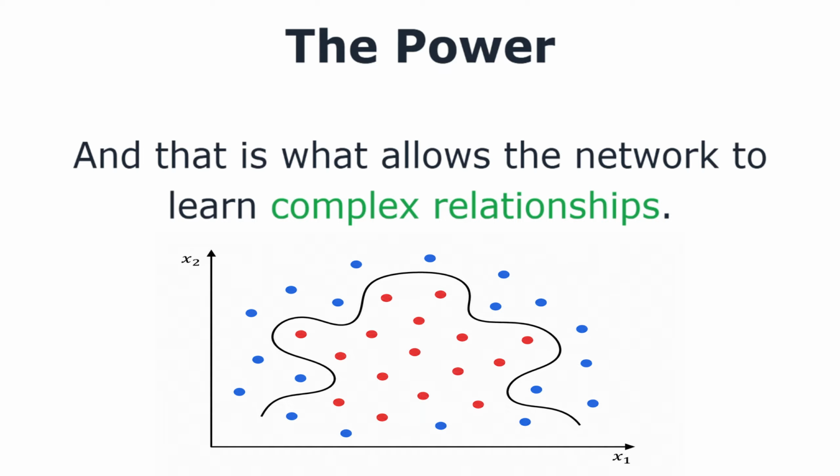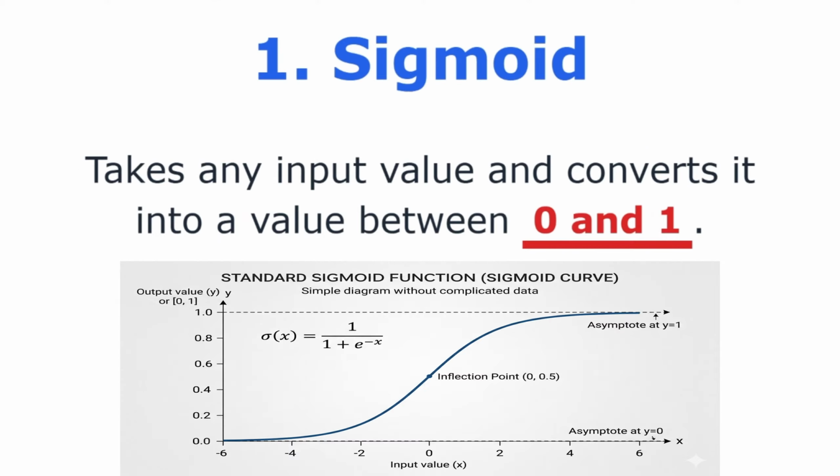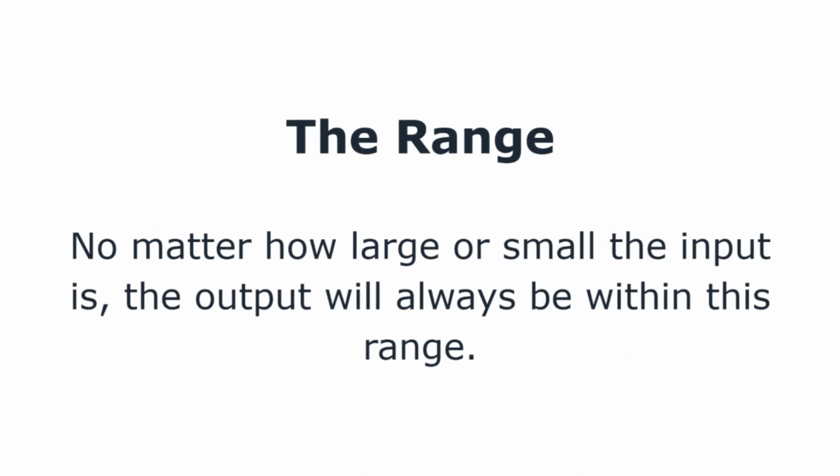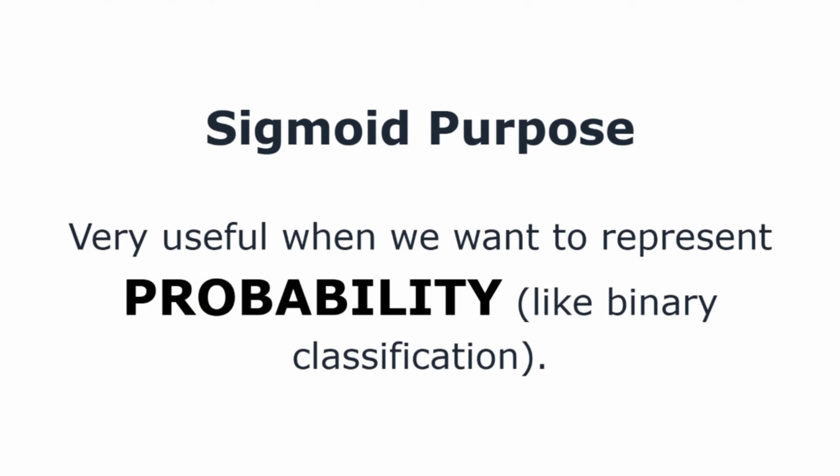Now to understand this better, let us look at some commonly used activation functions. The first one is sigmoid. It takes any input value and converts it into a value between 0 and 1. So no matter how large or small the input is, the output will always be within this range. Because of this behavior, sigmoid is very useful when we want to represent probability, like in binary classification problems.